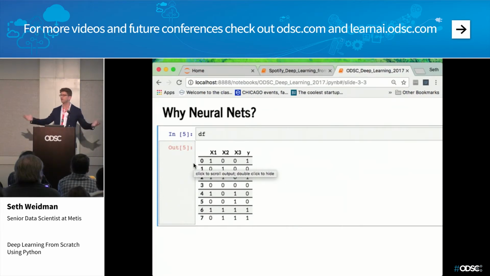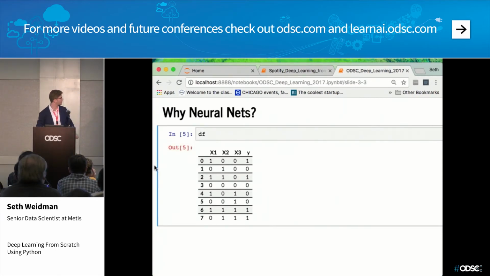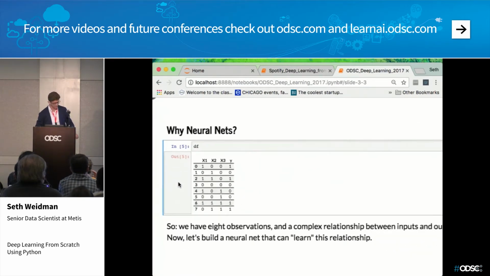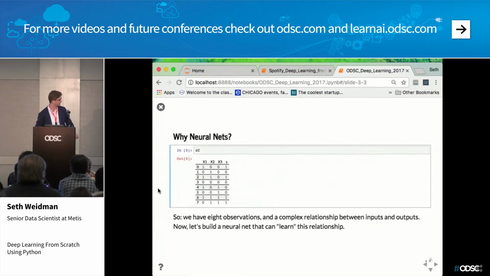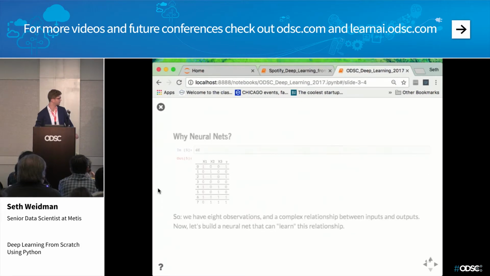Let's say we have 3 features. It's a simple machine learning binary classification problem, with randomly generated features, either ones or zeros, and our output is also just randomly generated, either ones or zeros. So I claim that a neural net could learn this relationship between inputs and outputs. We have 8 observations and some complex relationship between inputs and outputs.